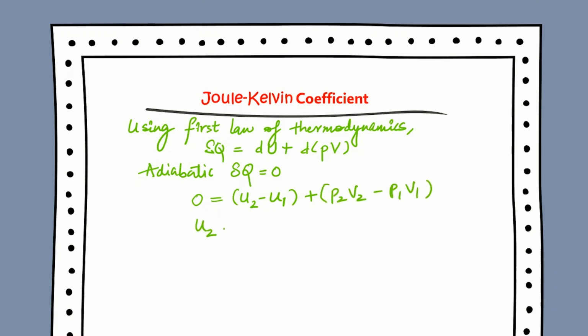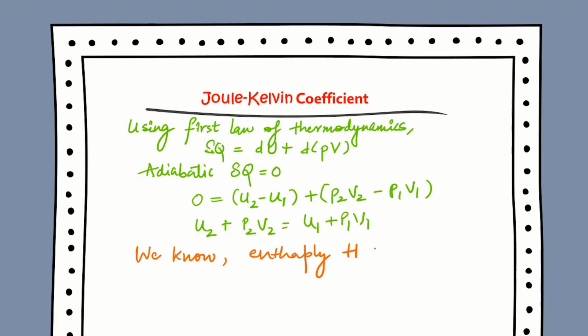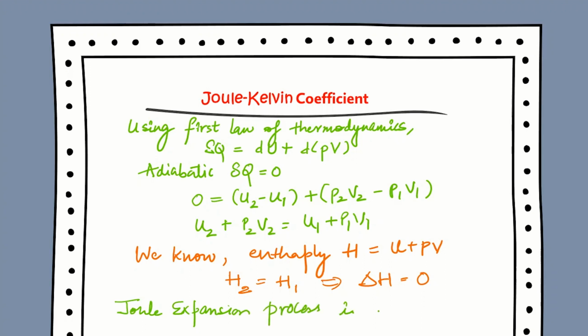So we can write this in this form also, and we know the enthalpy, that is H, is equal to U plus PV. It's the sum of internal energy plus PV, the product of pressure and volume. So we can write this as H2 is equal to H1. So we can say that delta H is 0, the change in enthalpy is 0. So the Joule expansion process is isenthalpic. That means the enthalpy is not changing.